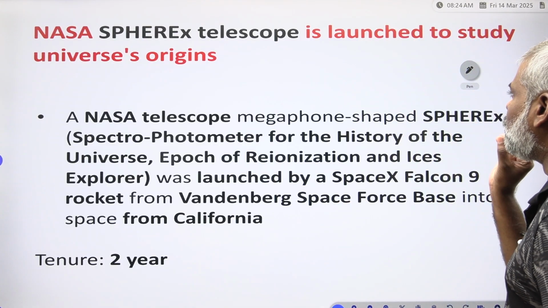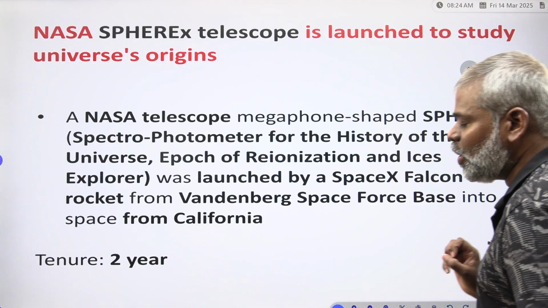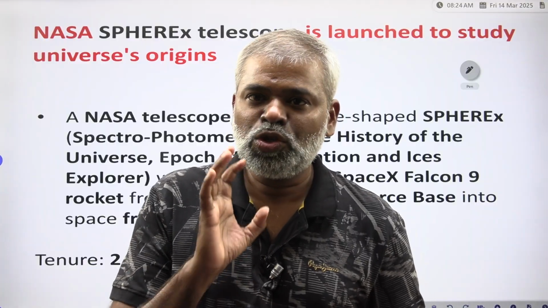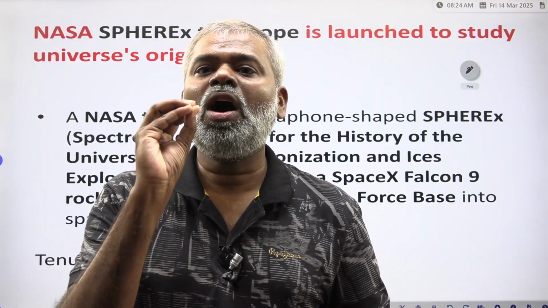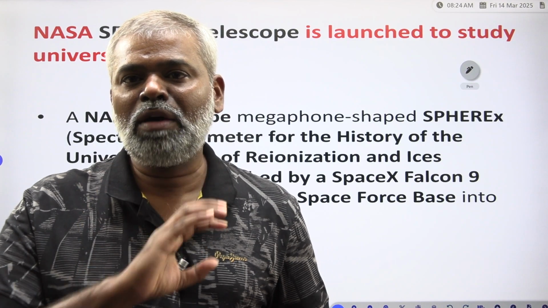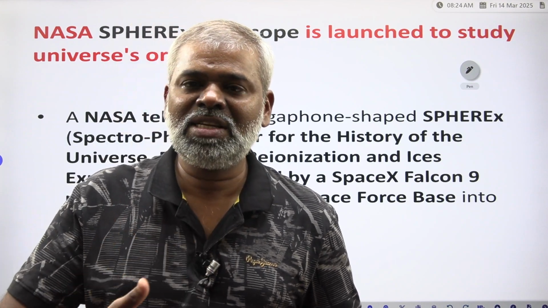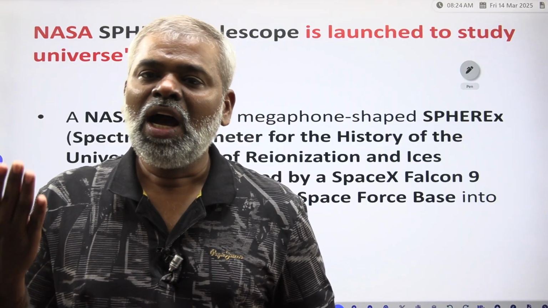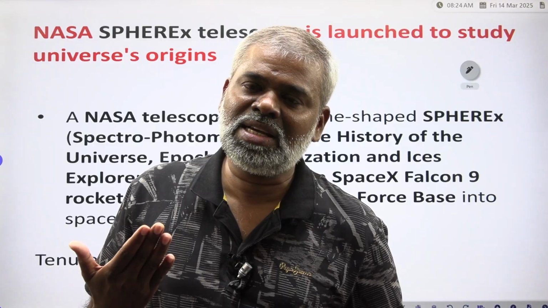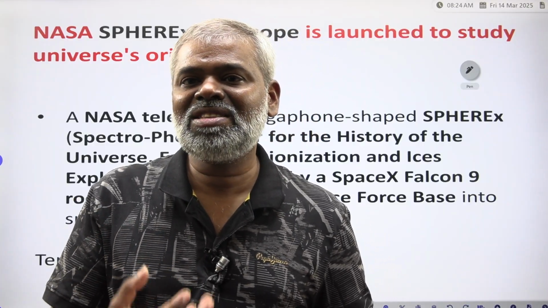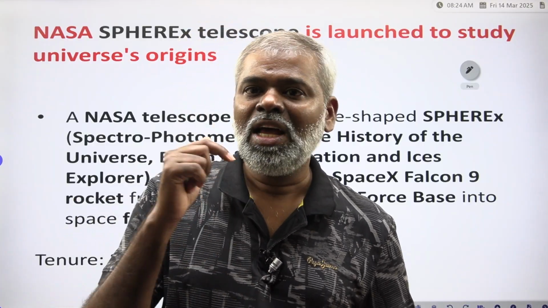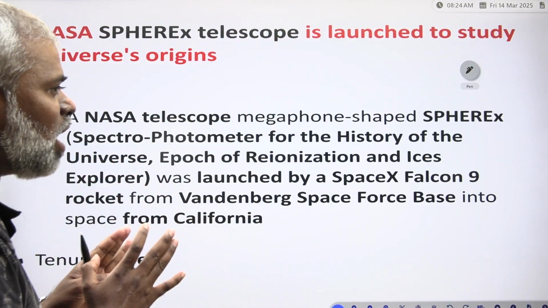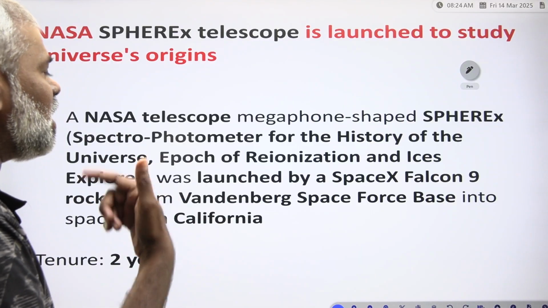The NASA SPHEREx telescope is launched to study the universe's origin. What is the main aim of the NASA SPHEREx? To study the universe's origin. What is the origin of the universe? When did the universe explode? How did the universe evolve? How many years back did the universe begin? These things we come to know, and for that we are studying this. So the NASA SPHEREx telescope is launched to study the universe's origin.